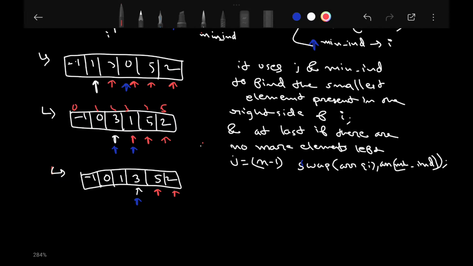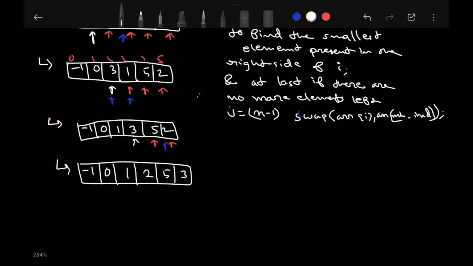j is incremented. Is 2 smaller than 3? Yes, 2 is smaller than 3. So min index is now currently pointing at j, and there are no more further elements left to be checked at the right side. So we simply swap 3 with 2, means i with min index. Minus 1, 0, 1, 2, 5, 3, and our swapping has been performed.